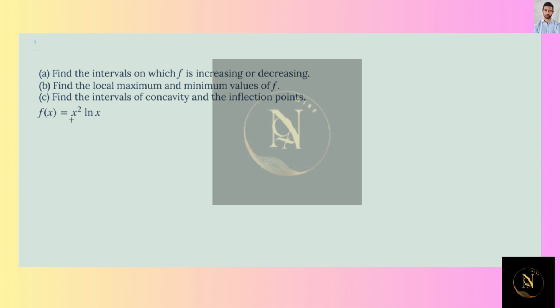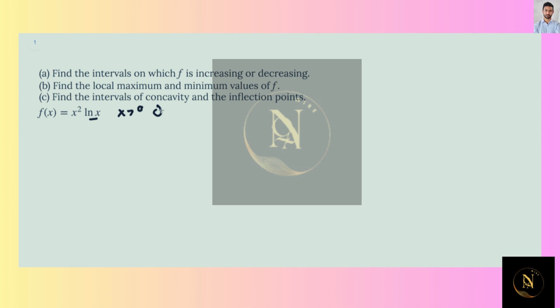Since it is f of x equals x squared times ln of x, I think it is very important to consider the domain of this function. Whenever you're doing these kinds of problems, it is a good idea to get a mental idea of what the domain is. Since we're looking at ln of x, we know that the domain is all x greater than 0. So this is the domain.